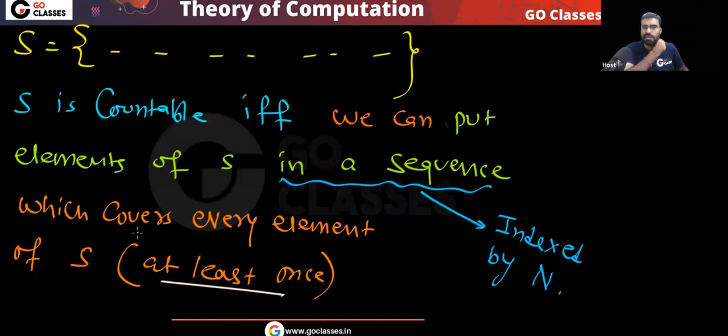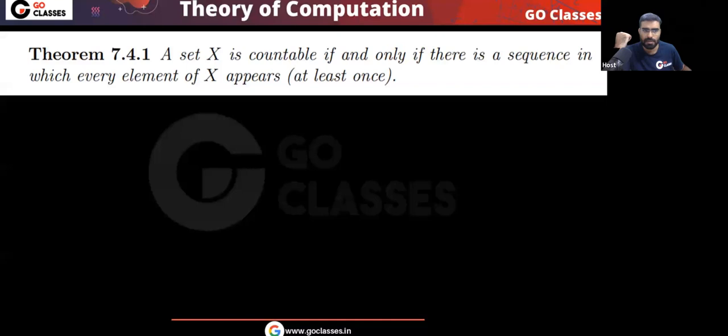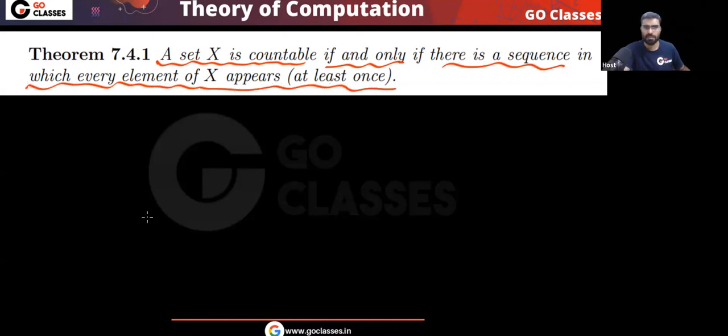Is this definition clear? Let's see some examples. Don't worry, this definition is very easy to apply. But first, you read this definition. A set X is countable if and only if there exists a sequence in which every element appears at least once. Is this clear?